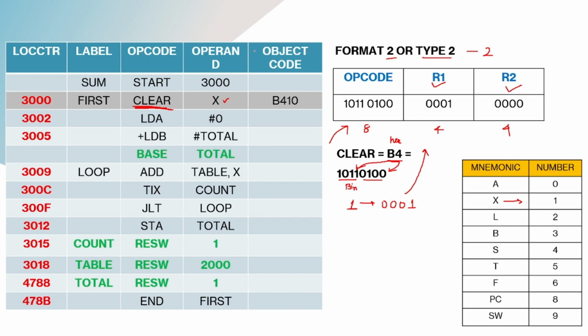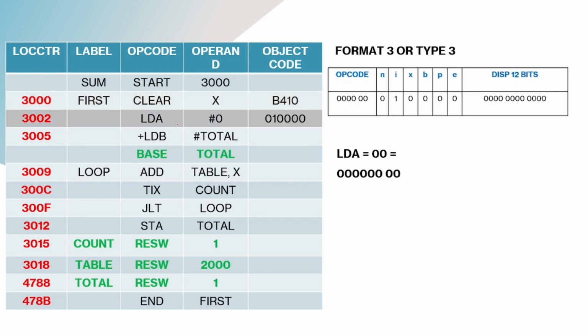So now how do we generate the object code? So this whole thing should be in hexadecimal representation. So we'll split into 4 bits, 4 bits, 4 bits, 4 bits. Now this is what? This is B, we know that. This is what again? This is 4, and this is 1, and this is 0. So if you combine all of that, you get B, 4, 1, and 0. And that exactly is your object code for the first instruction.